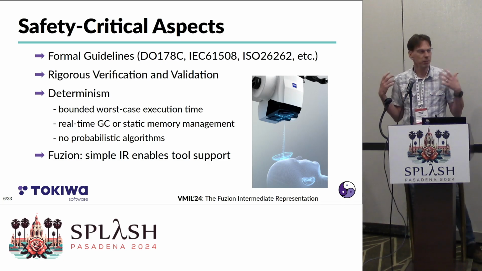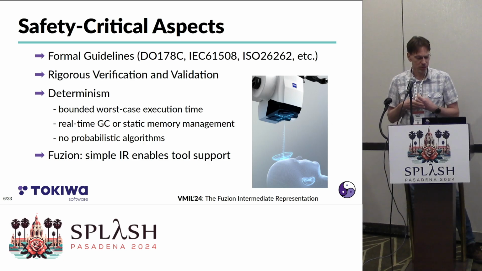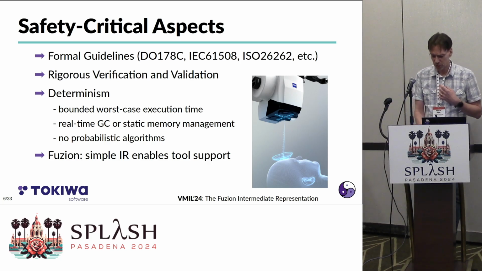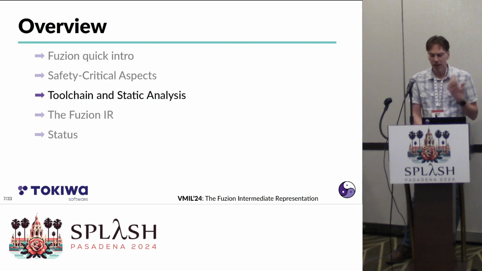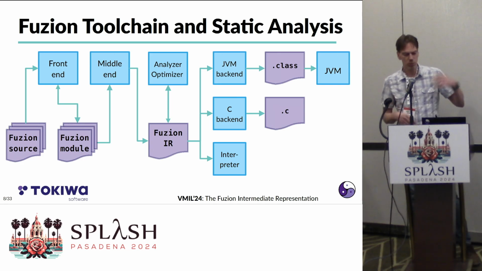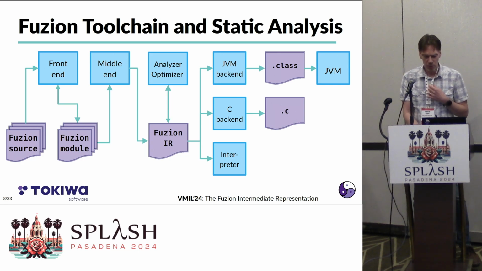And the idea behind the Fuzion intermediate representation is to have an intermediate representation that makes it easier to develop tools that help with the development, particularly with the verification and validation process of safety-critical software. So let me show you what our tool chain, and in particular the static analysis tools there, look like. This is a complete overview over our tool chain.